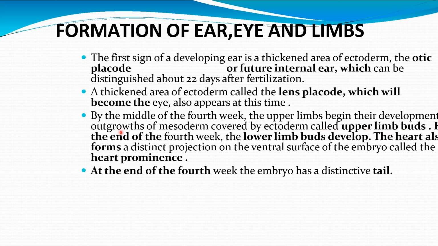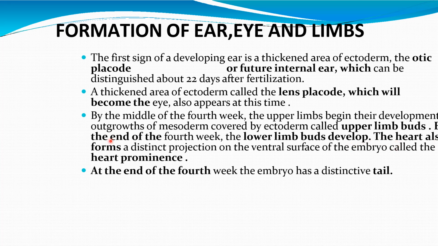By the end of the 4th week, the lower limb buds develop. So meaning by the end of the 4th week, the lower limb buds are going to develop, and also the upper limbs have developed. So next is the heart.